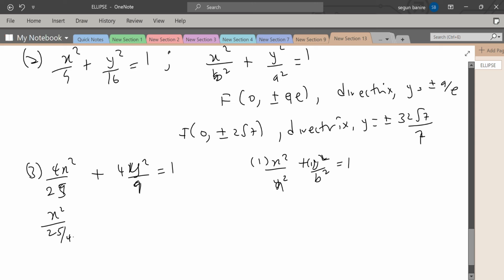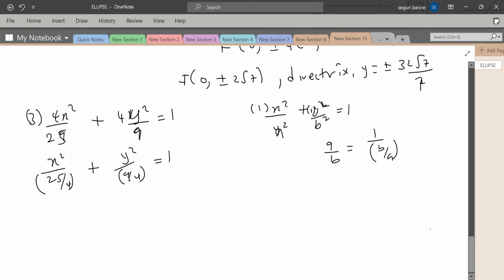x squared over 25 over 4 plus y squared over 9 over 4 equals 1. Okay, why is this correct? If I have a over b, it is the same thing as 1 over b over a. It's the same, so it is correct. So that is what they want you to do at first. So a squared is 25 over 4, while b squared is 9 over 4.